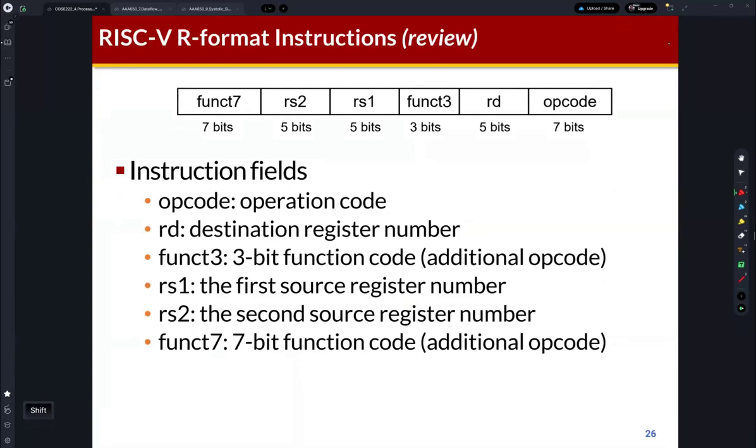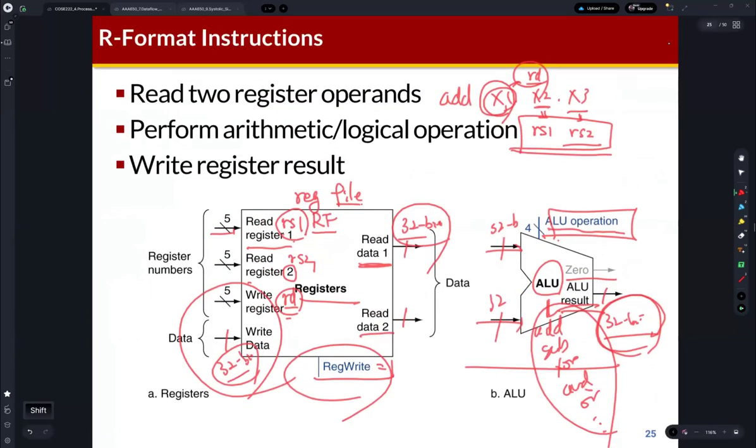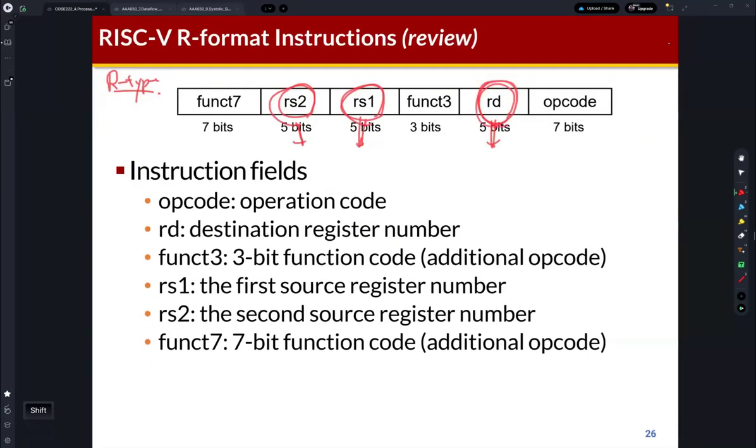So this is the review of the encoding rule. As I mentioned, this is the R-type instruction encoding rule, right? And then you can find the RD, RS1, RS2 here. So what does that mean? This register number is stored in these fields. So in order to access the register file, we can just connect this 5-bit field to the RD port.